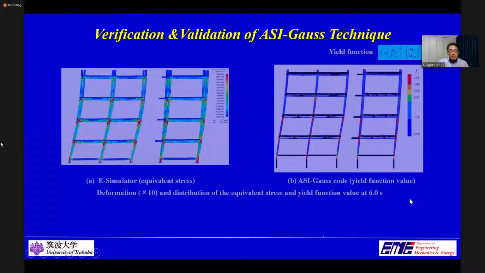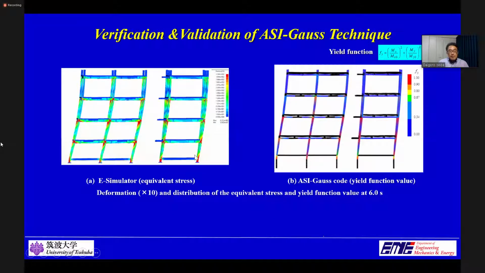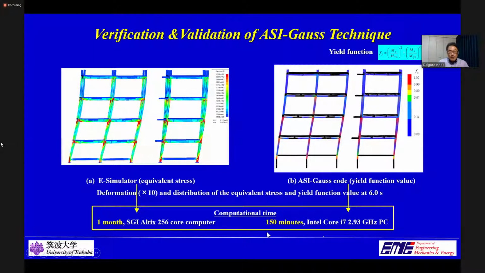These figures show the deformations and the distributions of the plastic region obtained by both codes at 6 seconds. The deformation is magnified 10 times, and the colors represent the distribution of the equivalent stress in the eSimulator model and the distribution of the yield function values in the YesIGot model. The plastic regions around connections are localized, and the positions of the plastic regions match in both results. I would also like to emphasize the performance of the YesIGot technique by comparing the computational times.